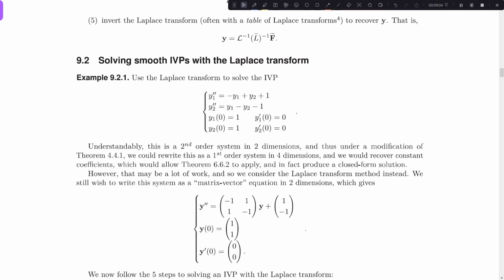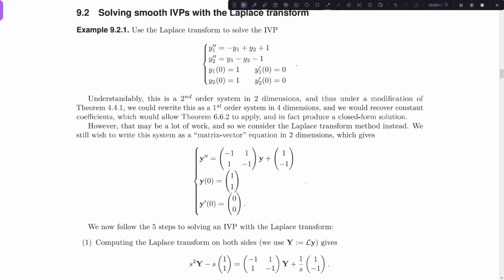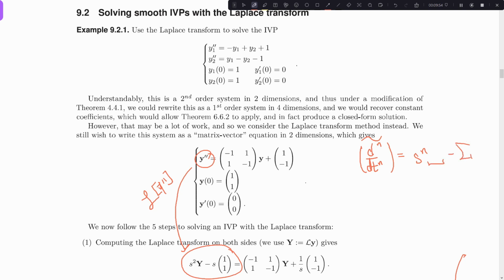And then now we're going to follow our steps with the Laplace transform. So I'm going to take a transform of both sides. You're going to start to see some weird things show up, and I want to talk about where they came from. If I take the Laplace transform of y double prime, why does it end up with s squared capital Y minus s times the vector 1, 1? Well, we want to jump back to the fact that for the symbol of the derivative to the nth power, you'll recall that the symbol was s to the nth power times my transform, but then you subtract the initial conditions.